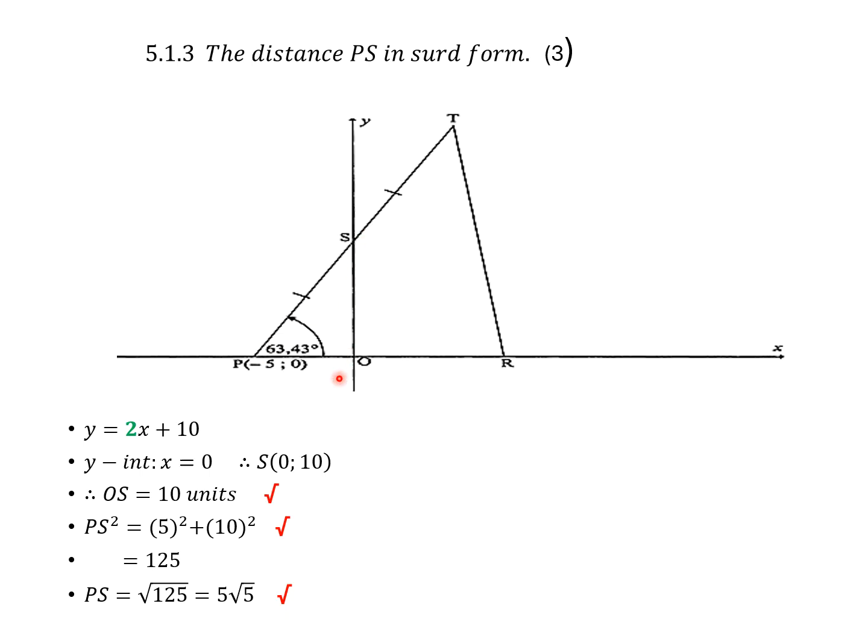That's a 90 degree angle. From there to there is 5 units, 0 to negative 5, 5 units. O to S is 10 units. So 5 squared, 25, plus 100 gives me 125. So PS equals the square root of 125, which gives me 5 square root 5. I could also have used the distance formula, because you have (-5; 0) and (0; 10), and also gotten the same answer.